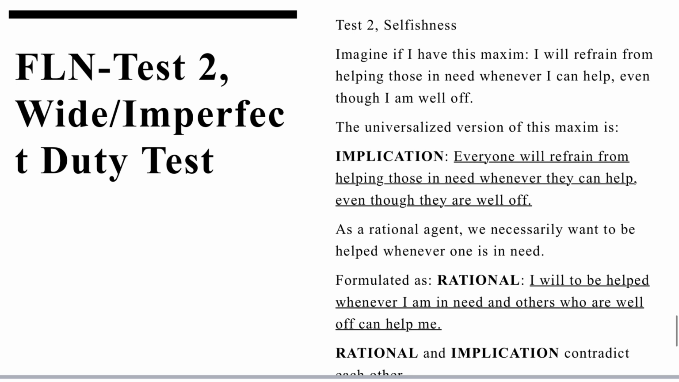What is rational is that I will to be helped whenever I am in need by others who are well off and can help me. So for anyone who is rational, they would think this, right? They would want to be helped when they're in need, right? And the rational will and the universalized maxim contradict each other. We would have an inconsistency here. So in the selfishness case, universalizing the maxim doesn't itself lead to contradiction. Thus, it's not forbidden right away in test 1, and it's not a violation of our narrow or perfect duty.